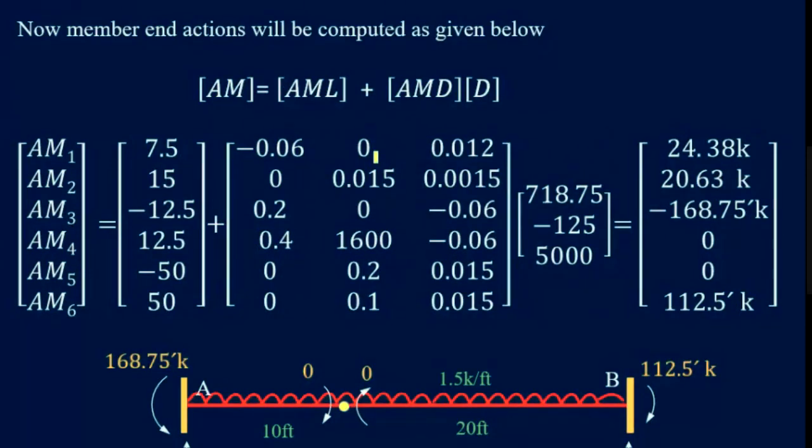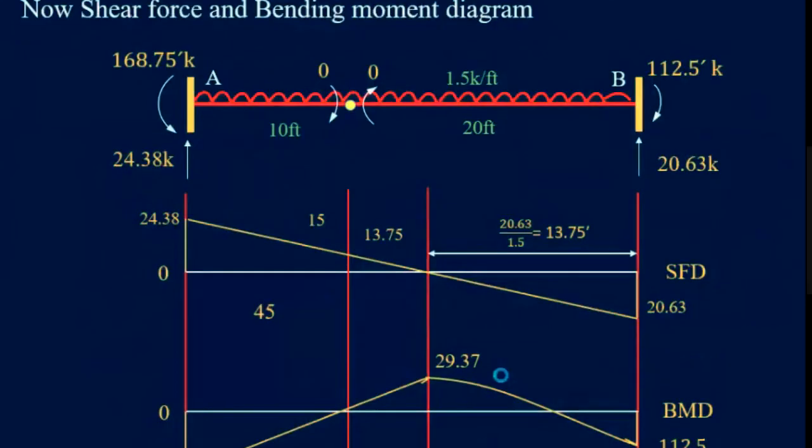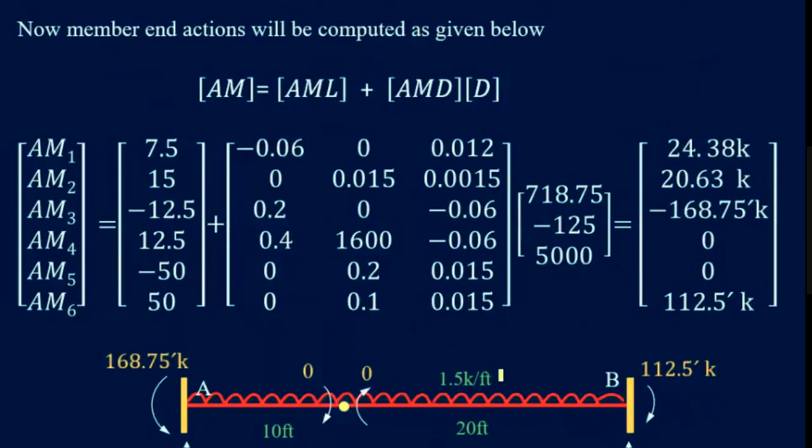Now you need to solve these matrices, and when you solve them, you get these values of your member end actions. Now these are your member end actions, and you draw the shear force and bending moment diagram. So this becomes your shear force and bending moment diagram for this structure. So that's all for this lecture number 5.